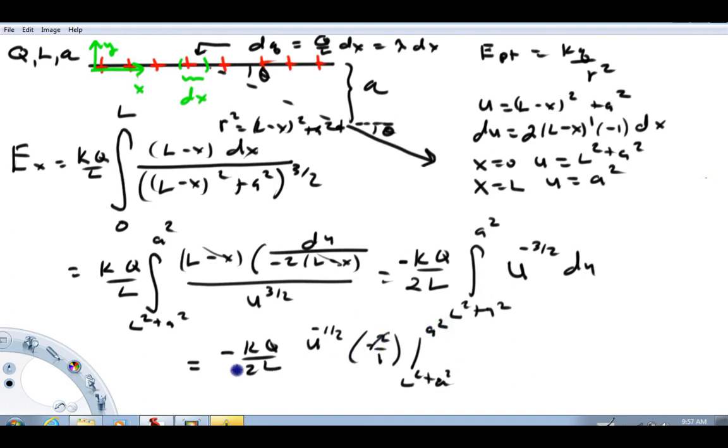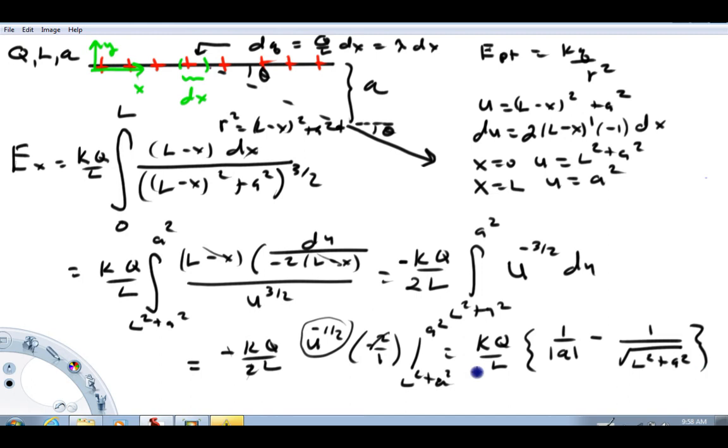So let's see here. We have this minus 2, minus 2. These are going to cancel. This is going to give us kq over L times the quantity. Now I'm going to evaluate this, u to the minus 1/2 at these limits. Now keep in mind that u to the minus 1/2 means 1 over u to the 1/2, which means 1 over square root u. So this is going to be 1 over square root a, which technically gives absolute value of a. If I were grading this and this were an exam and somebody just put 1 over a, I would take that just fine. Minus 1 over square root L squared plus a squared.